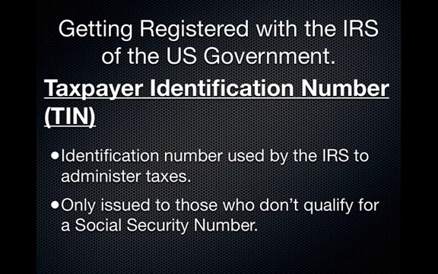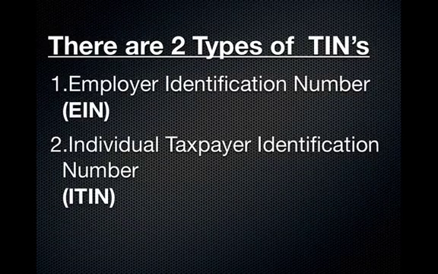Even a Social Security number for U.S. citizens is a type of taxpayer identification number. But for people that are not U.S. citizens, there are other types of taxpayer identification numbers. The only people that receive Social Security numbers are individuals that qualify as U.S. citizens. Those that are not can qualify for other types of taxpayer identification.